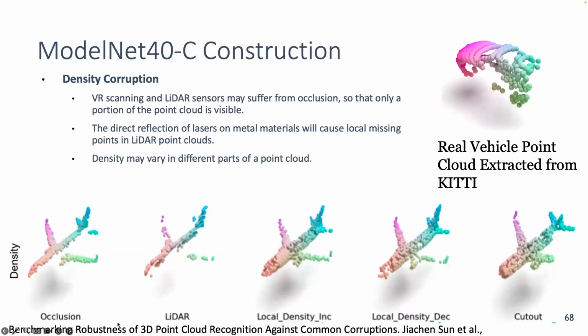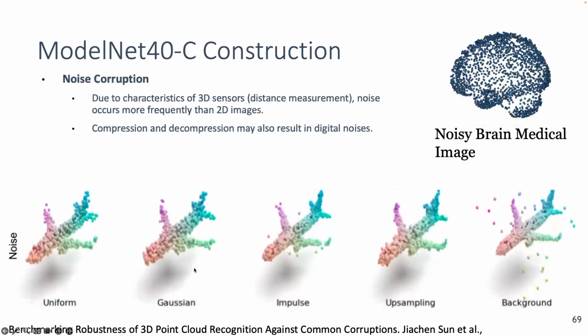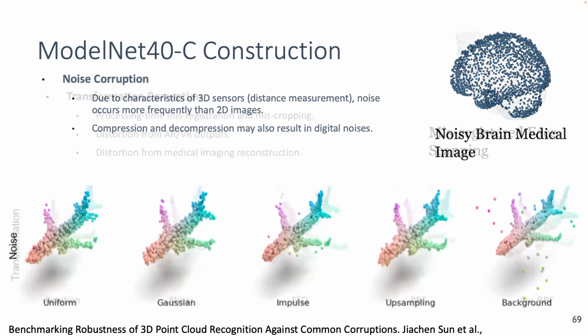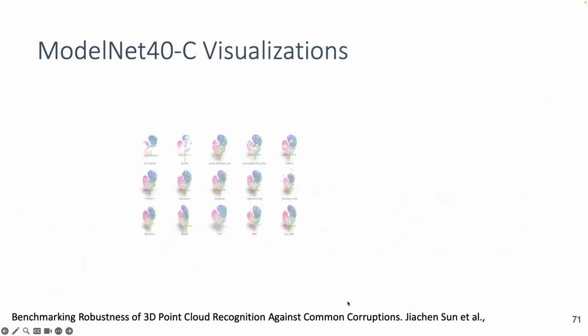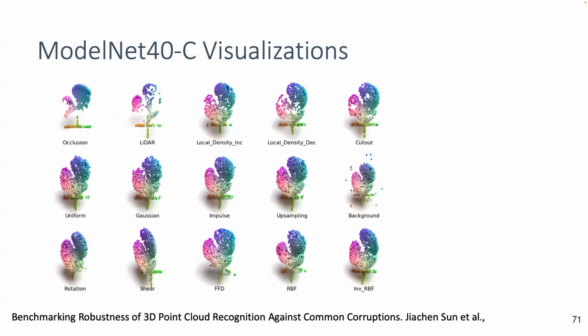So based on this idea, we design different types of density corruptions. And similarly, we also design noising corruptions. We think, for example, during transmission or during some data processing, there is some compression or decompression, which may also result in some digital noise or noise corruption. So we also design different types of noising corruptions. And we also design transformation corruptions. For example, we do some rotations or some shearings. And we show that this is the final robustness benchmark that we designed.